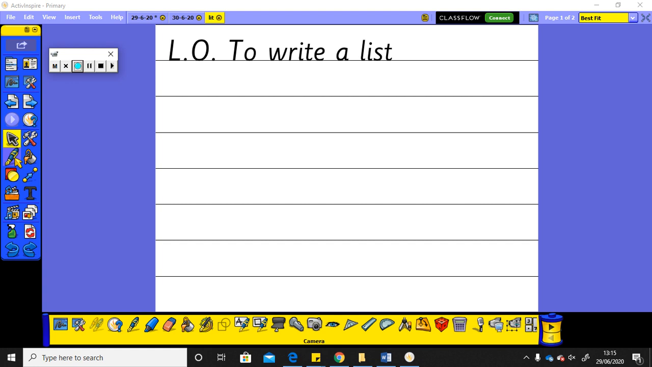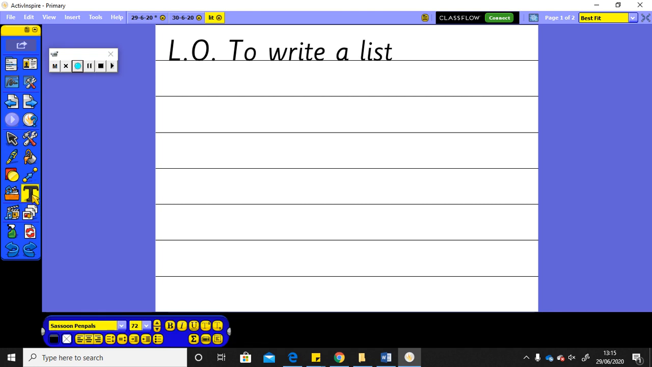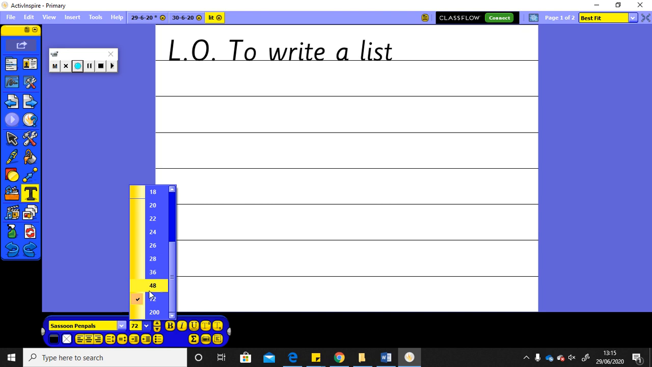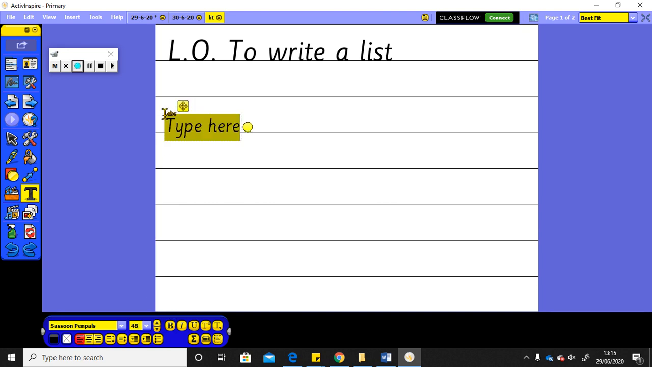Now we're going to write a list of the things that were in the bottom of the sea. So I hope you listened out carefully for them. The first thing that I'm going to write on the list is the word shark. So let's listen for the sounds in shark.